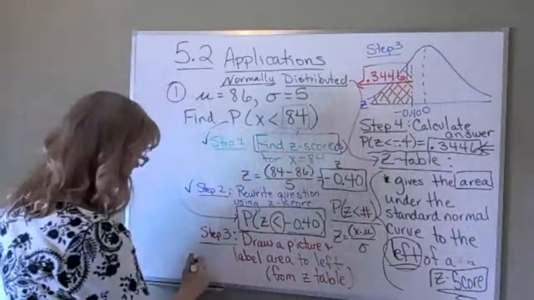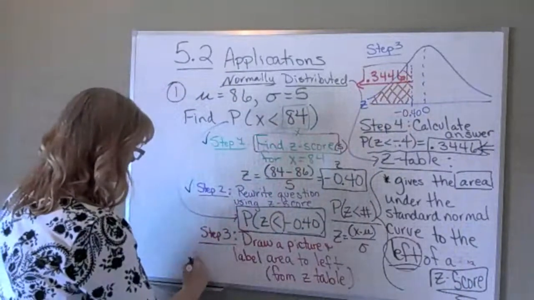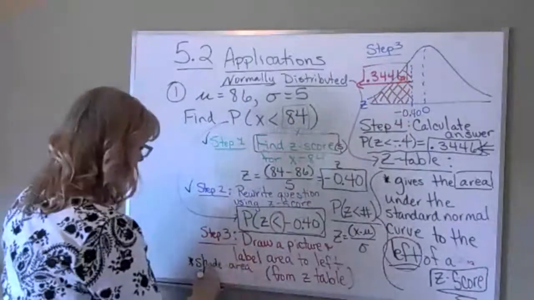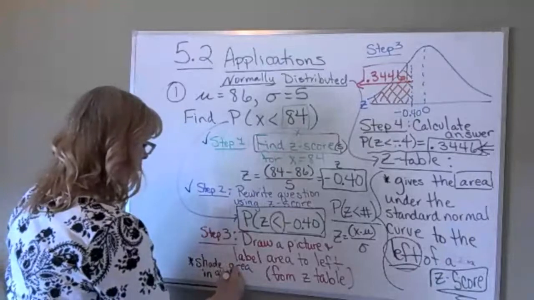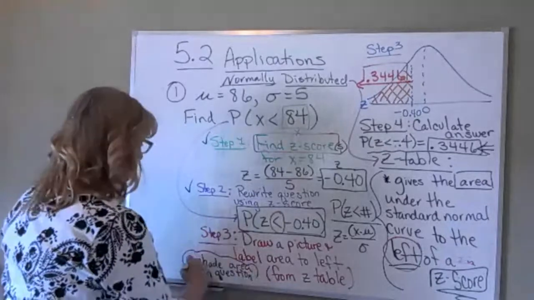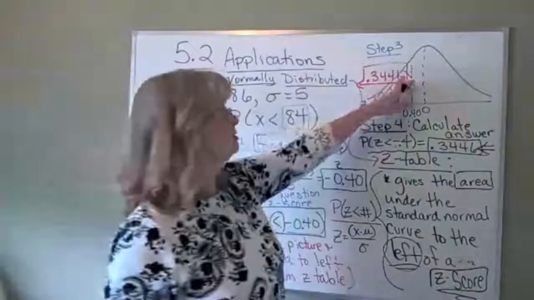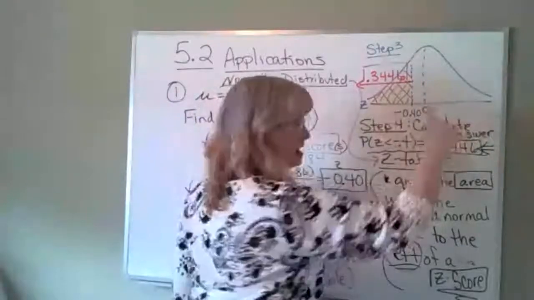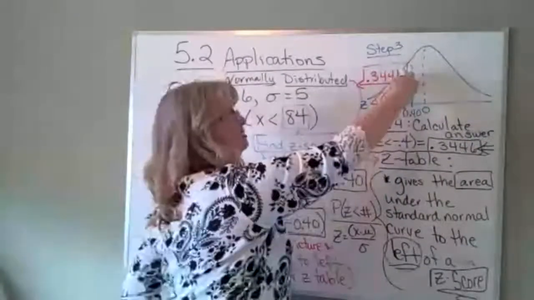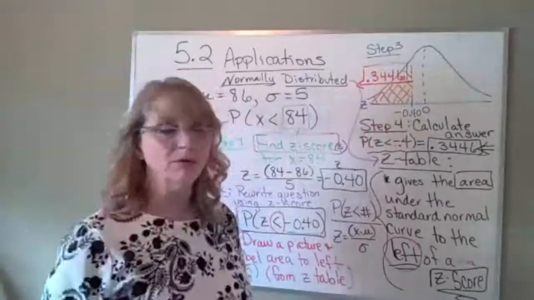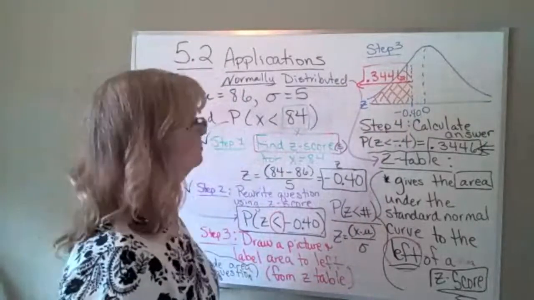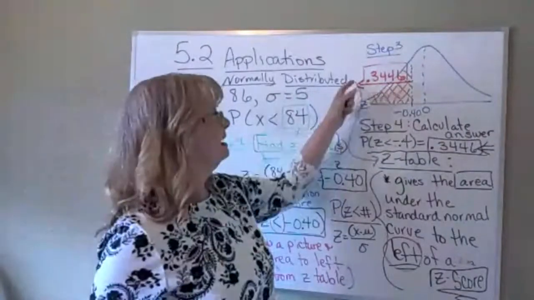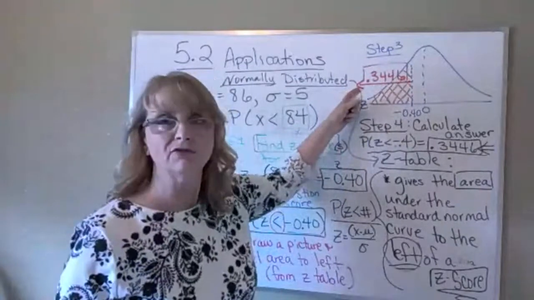So let's add one more thing here, which is to shade the area in the question. So we're going to shade the area in the question and label the area to the left of the z-score. Notice the z-score goes down here on the number line. The area to the left we're going to indicate with a red arrow. Okay, so we did step 3 by shading the area, indicating the area to the left of that z-score that we got from the z-table.